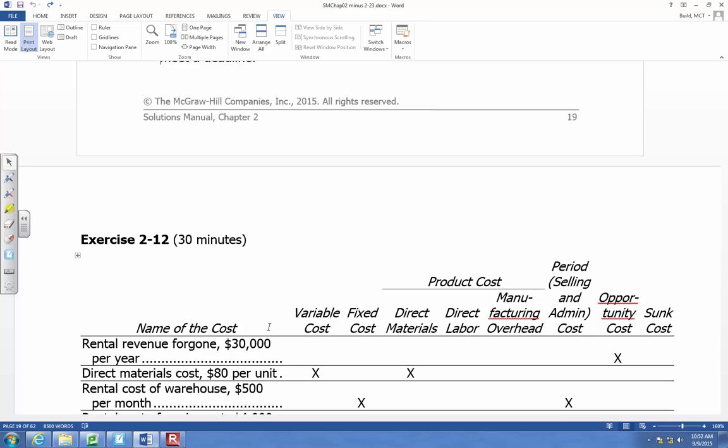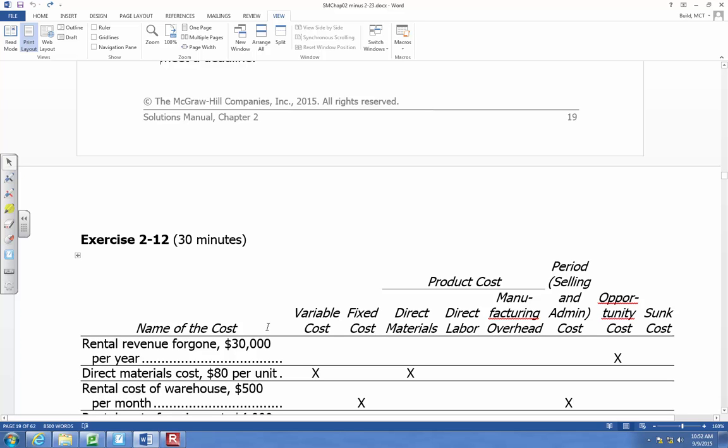Well, that gets a little tricky. I mean, if it's month to month, it's still a set amount regardless of volume. So that's going to be like a micro fixed cost because it's not for a long period of time, but it's still fixed. Now, is that a period cost or a product cost? The rental cost of the warehouse. It's a period cost. Good.